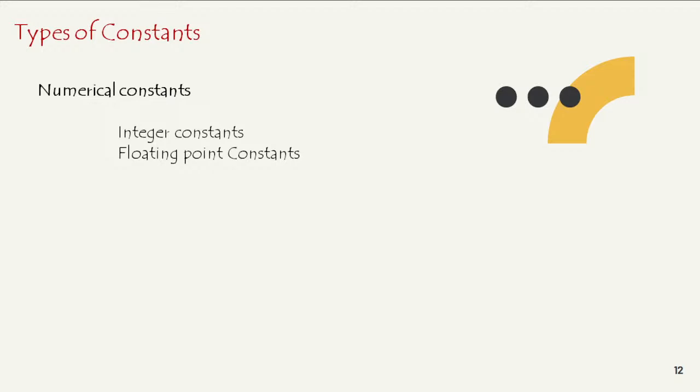hexadecimal constants. Suppose if I want to declare a hexadecimal constant, I can give it like this: 28AC. To differentiate that it is a hexadecimal, I can prefix it with 0x. So the 0x prefix tells the compiler it is a hexadecimal number.